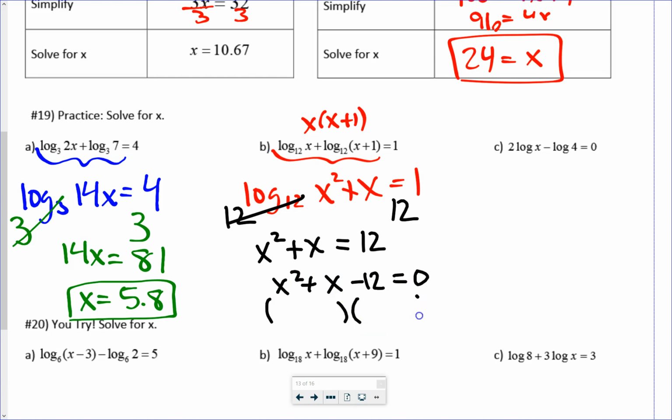Oh, you're fine. Come on, kids. What multiplies to give me negative 12 but adds to give me 1? Negative 4 and 3. How about a positive 4 and a negative 3? You were thinking of the answers, right? Yeah.